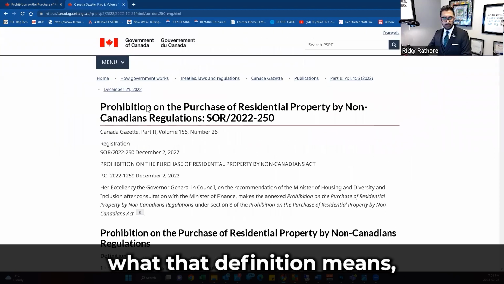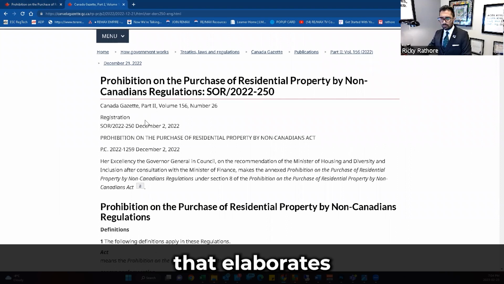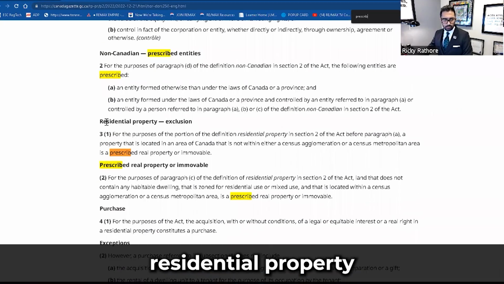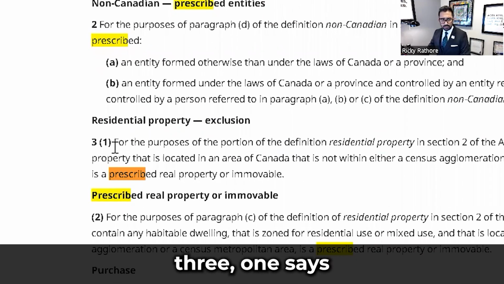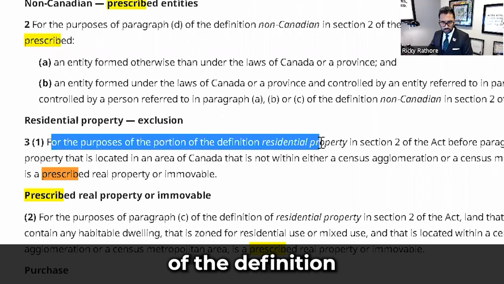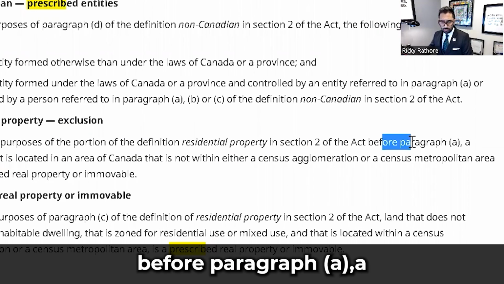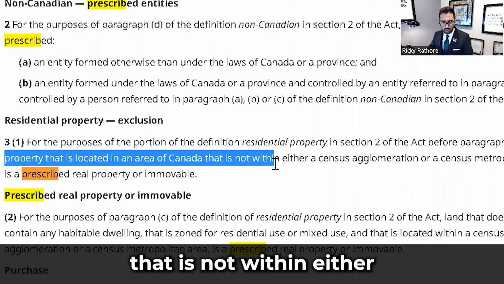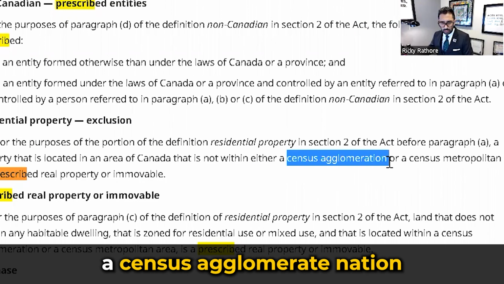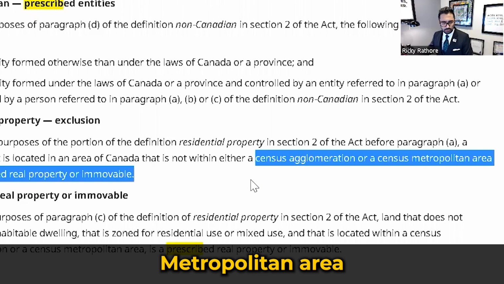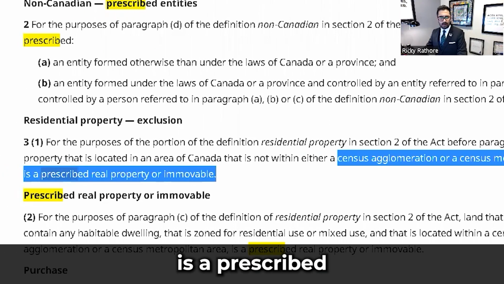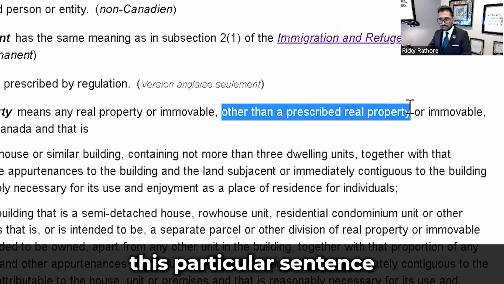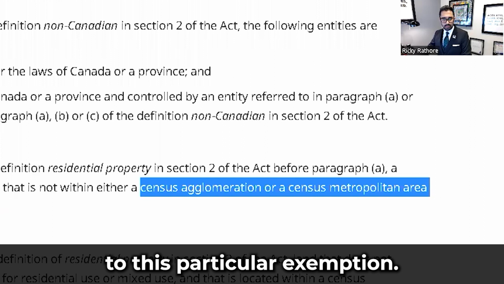Now, to figure out what that definition means, we look at the Canada Gazette that elaborates a little bit on this. And when you look at prescribed and you look at residential property exclusion, section 3.1 says, for the purposes of the portion of the definition of residential property in section 2 of the Act, before paragraph (a), a property that is located in an area of Canada that is not within either a census agglomeration or a census metropolitan area is a prescribed property or immovable. Now, that means this particular sentence refers to this particular exemption.